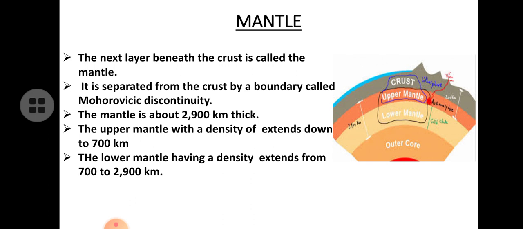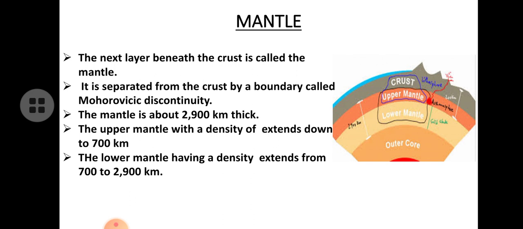We saw the thickness of crust, isn't it? It is only about 5 kilometers to 30 kilometers. But the mantle covers the most part of our earth. It is about 2900 kilometers thick, which covers the major part of our earth. The mantle is divided into two parts like crust. We had continental crust and oceanic crust. Likewise, mantle is divided into two parts. One is upper mantle and the other one is lower mantle.